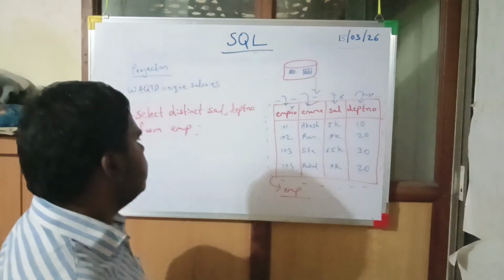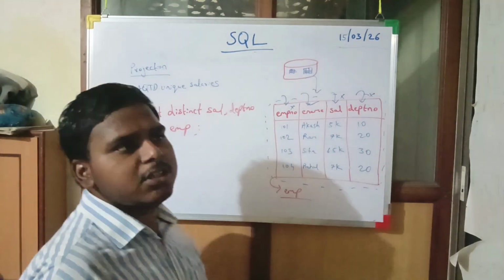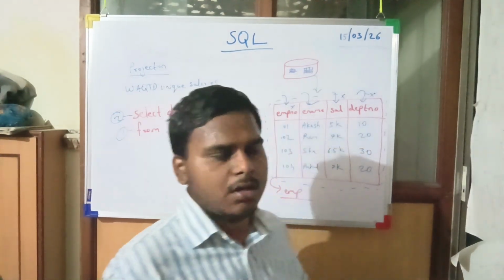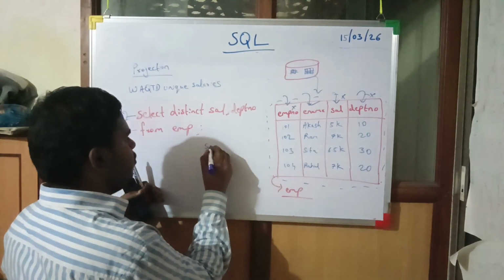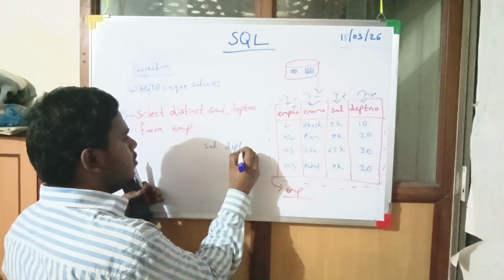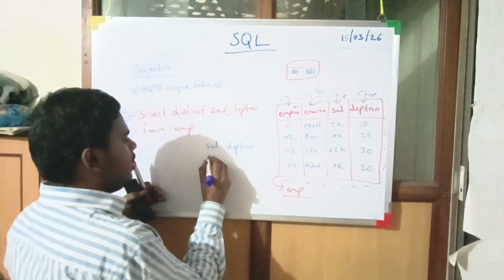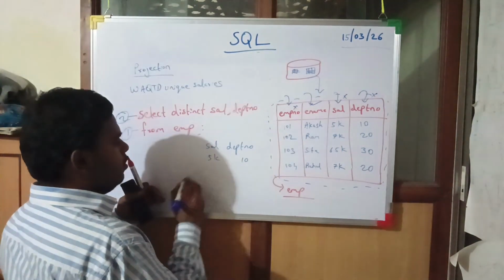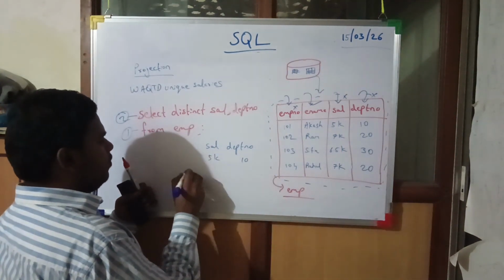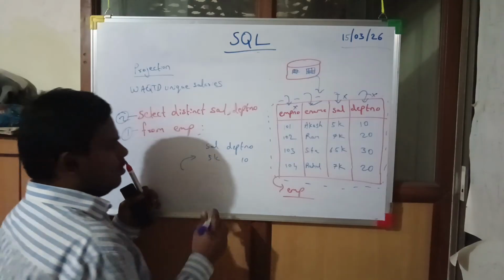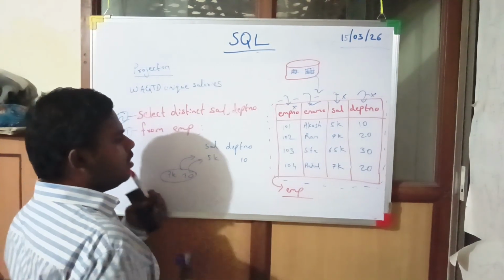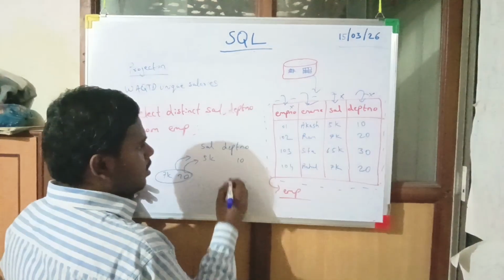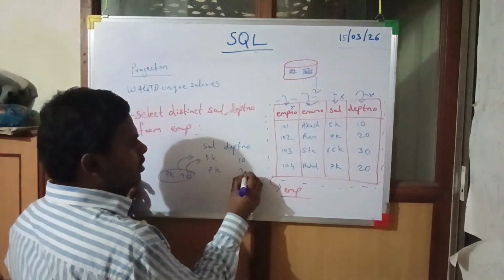So what will it check? It will remove the combination of duplicates. If you are giving multiple columns, it will remove the combination of duplicates. Suppose the output will look like sal, department number. So 5k, 10. In the first record, 5k 10 is there. The next record is 7k 20. It will check whether 7k 20 is repeated or not. 7k 20 is not repeated, so it will be there as it is.